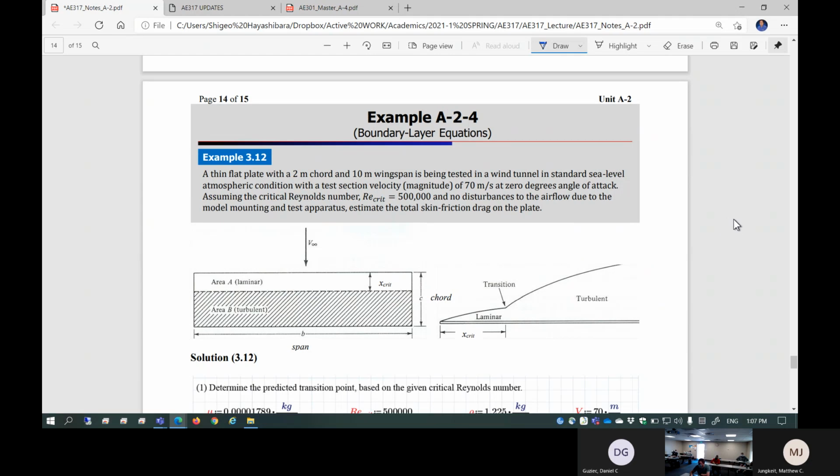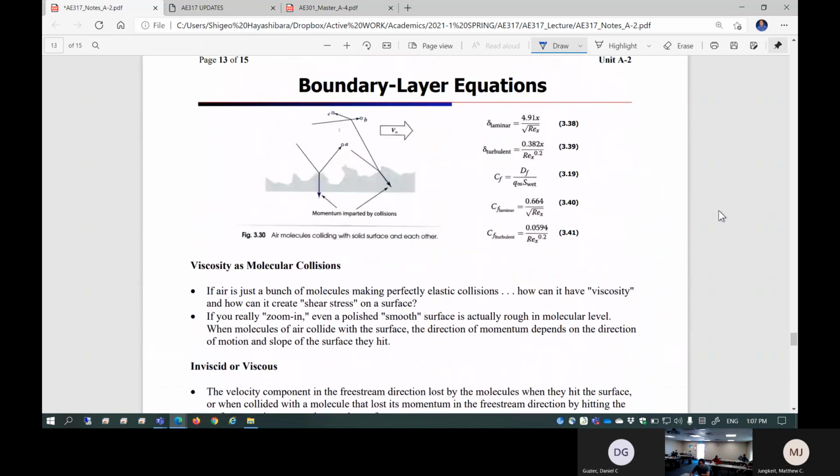Let's take a look at example A24. This is the boundary layer flat plate solution, Blasius's solution. Suppose you are given a completely laminar boundary layer. This is the equation of the thickness of the laminar boundary layer. This is the equation of the thickness of the turbulent boundary layer. This is the skin friction drag coefficient due to the formation of the boundary layer on the surface. This skin friction coefficient depends on the type of flow, laminar or turbulent, either way. So this is all flat plate boundary layer flow solution, laminar or turbulent.